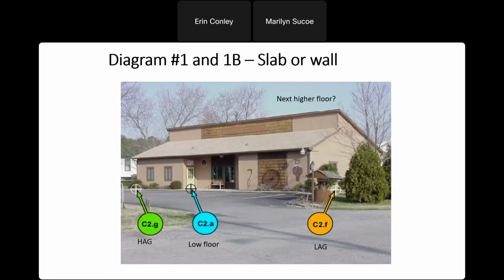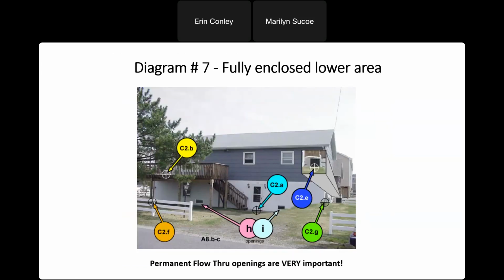This just shows some examples of where you would pull out the highest adjacent grade and the lowest floor, because this is going to be a slab, and then the lowest adjacent grade is on the right side of the building. This is an example of a fully enclosed area. So you have flood openings that you have to call out. You need to call out, they're not showing here, but where this deck steps come down, that would be an elevation that also has to be called out.